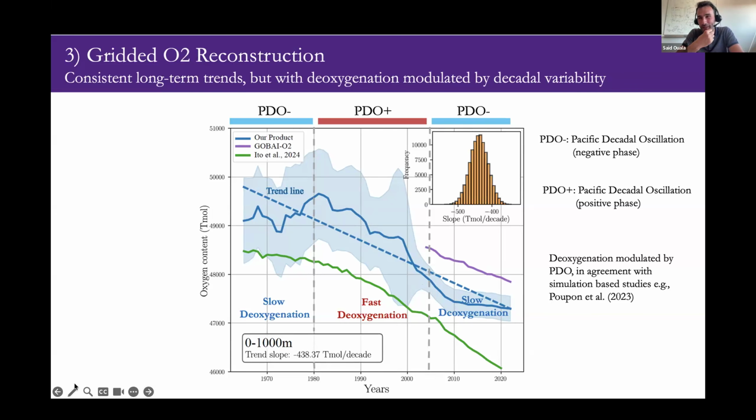And when Zuhair, my collaborator, looked at this, he told me that this is in phase or highly correlated to the PDO, the Pacific Decadal Oscillation phase. So when the Pacific Decadal Oscillation has a positive phase, we have a faster deoxygenation. And this was actually documented and studied in some earlier work, particularly the work of Poupon et al., that used numerical simulation to study this link between faster deoxygenation and PDO phases. And our work was able to reproduce this kind of coupling using observations.